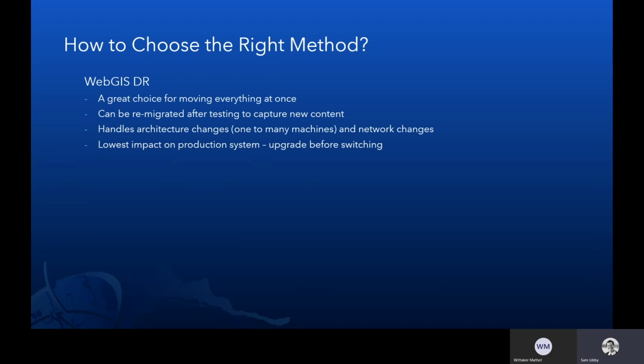WebGIS DR is really a great option when you want to move everything all at once in one step. What's great about WebGIS DR is that once you set up your target environment to receive that backup, you can do that restore operation, and then you can rerun and re-restore as many times as you want at the same release. As long as you're going from 10.6.1 to 10.6.1, you can keep re-restoring content. That lets you test the new environment more comprehensively while not interrupting users in the source environment yet. It also handles those architecture changes like single to many machine sites, which is great, as well as being able to move across networks. So you can use this to migrate from on-prem to the cloud, where join site can't support that. And I'll also say it has the lowest impact on production in that until you're ready to actually do the restore, there's really no downtime to the production system.